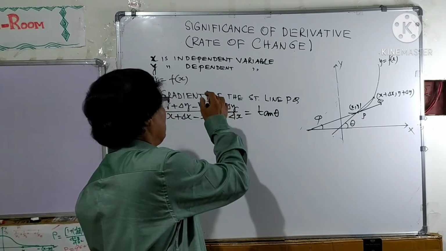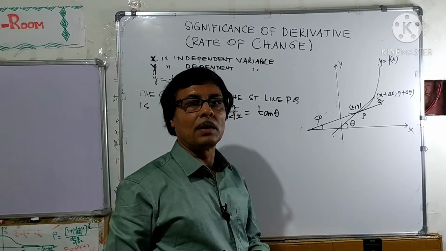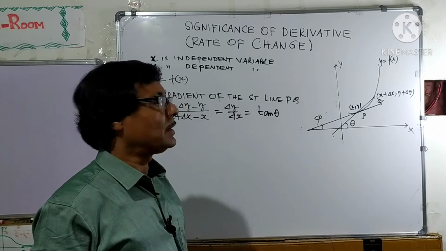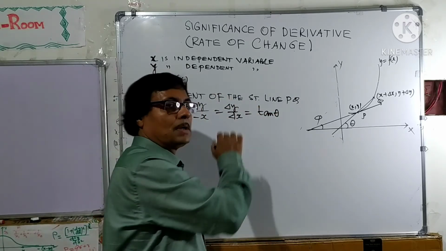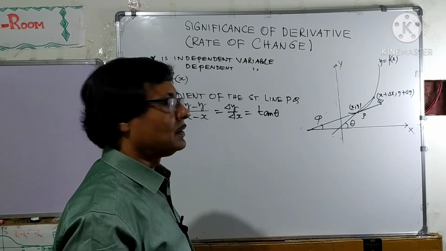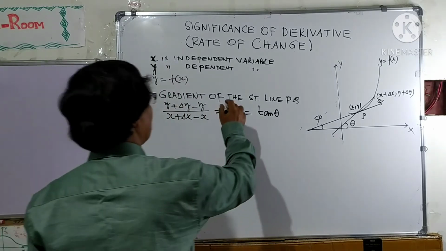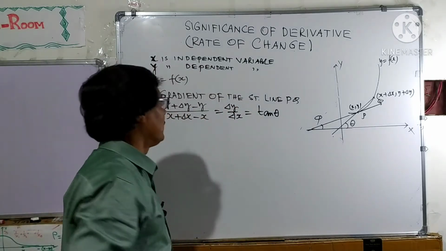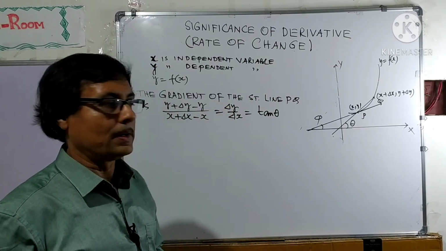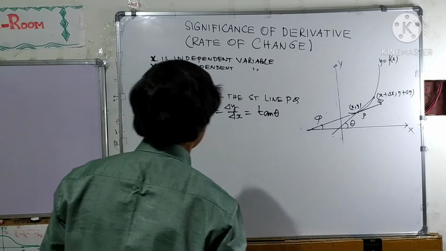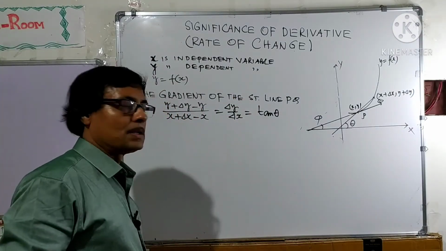Actually, the average rate of change means the gradient of the line connecting two neighboring points (x, y) and (x + del x, y + del y). This is the geometrical meaning of the average rate of change of y with respect to x. This is the geometrical meaning of del y by del x. Now we shall go to the geometrical significance of dy dx. How can we go to the geometrical significance of dy dx?